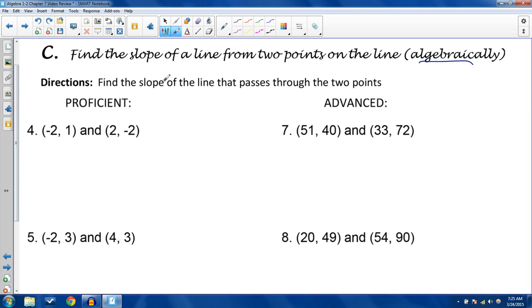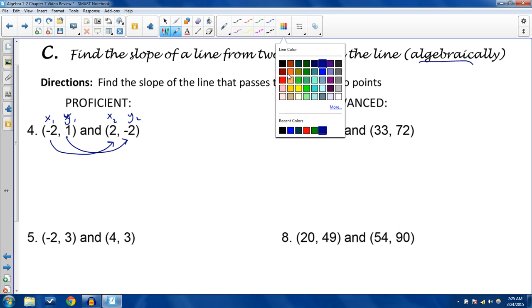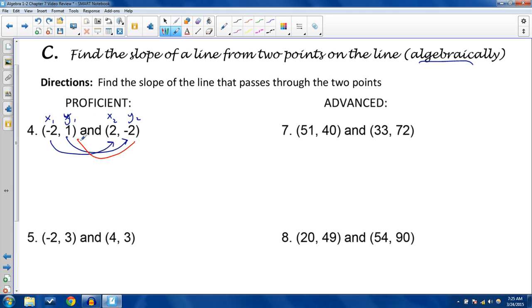Alright, some proficient problems here. Find the slope of a line. I already talked about this here. Here's maybe one way of putting it. Call these x1, y1, and x2, y2. Like that. And you say, I'm going to subtract one y from the other and one x from the other. Whether I go y1 minus y2 and x1 minus x2, that's fine. Or y2 minus y1, x2 minus x1, that's fine. And then I divide. But you have to go from this to this and this to this, or from this to this and this to this as you subtract.